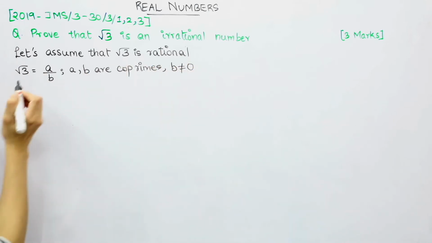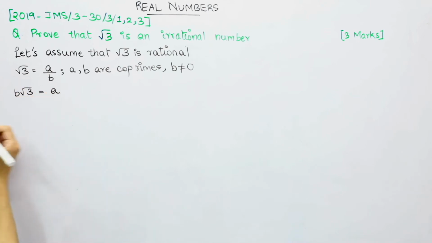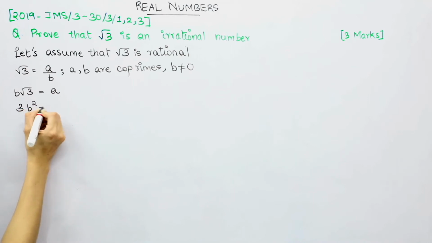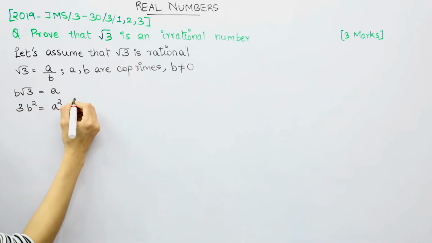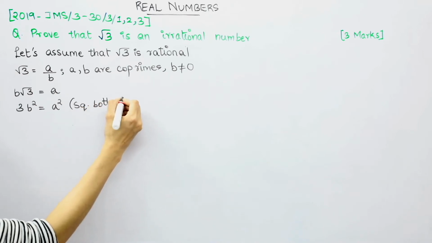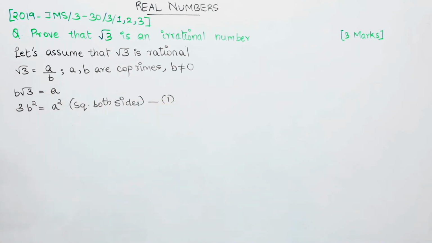Let's bring b to the left hand side. We get b root 3 equal to a. Now on squaring both sides, we get 3b square equal to a square. This becomes our equation 1.